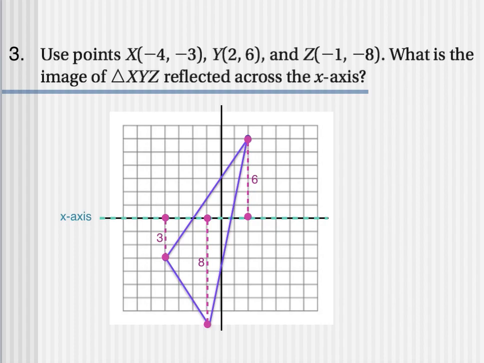Then reflect each point. So for example, if this vertex is 3 units below the line of reflection, its reflection would be 3 units above. Connect the new vertices, and you have your reflected triangle.